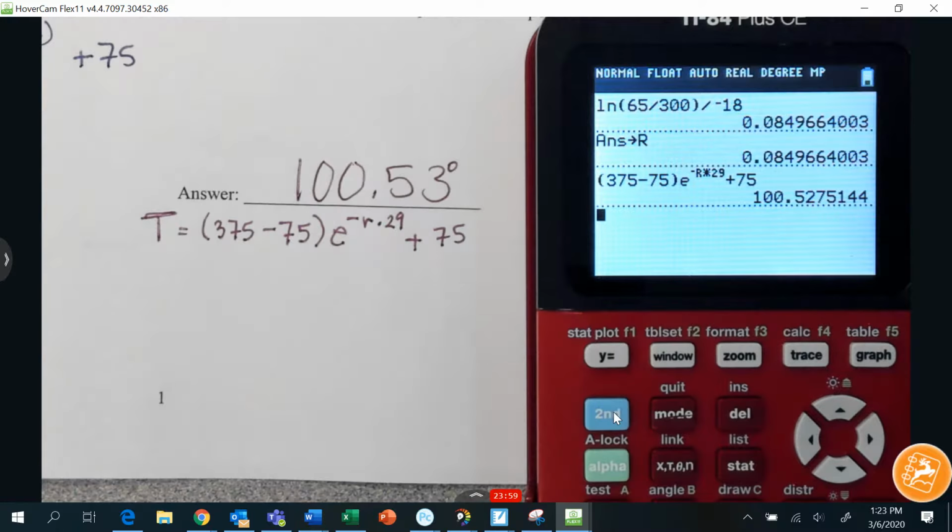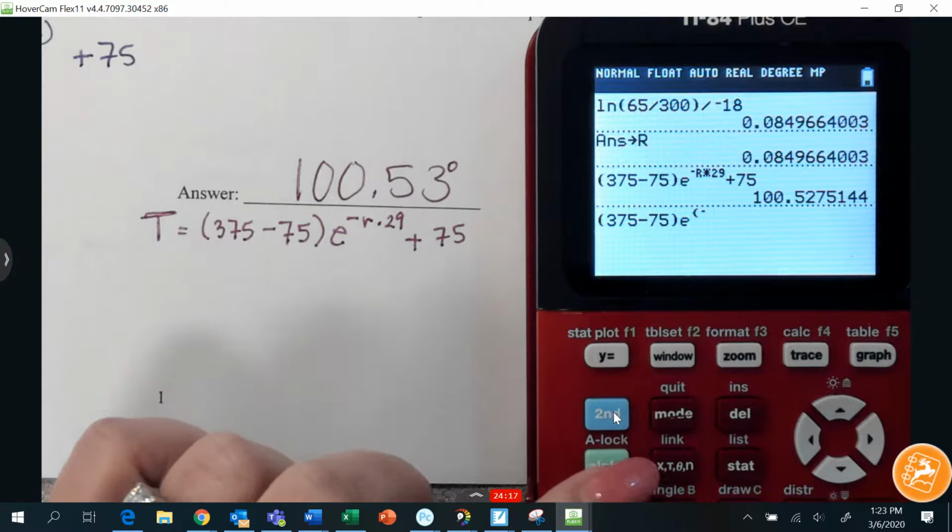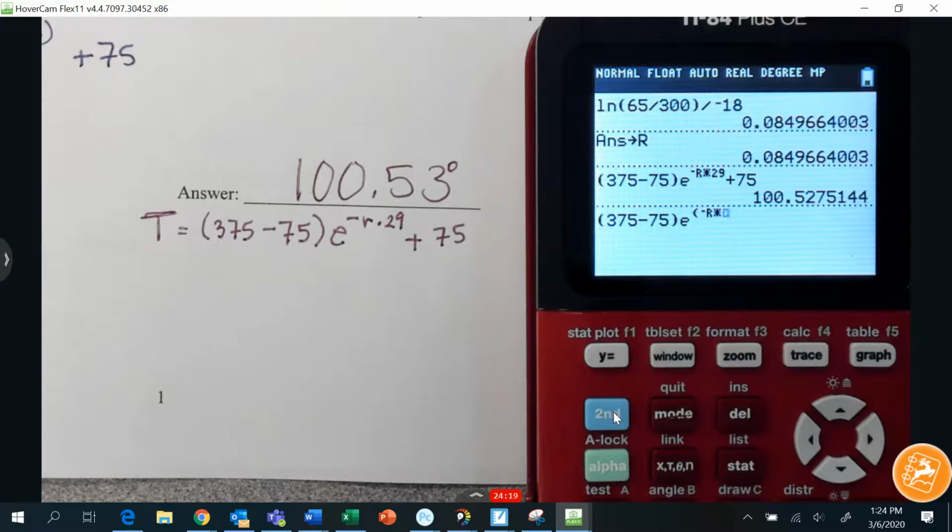Let me do it as if I have an old calculator. So if I have an old calculator, 375 minus 75, and then you still have the E. It puts this in, right? Okay, so then you would do parenthesis, negative alpha R times 29, close parenthesis. You just need parentheses around your exponent. And then you should be able to still do plus 75. I'll put mine in parentheses.